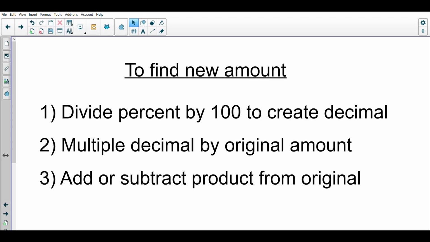If we're trying to find the new amount, so you're given the original and a percent, divide the percent by 100 to create the decimal. Then take the decimal and multiply it by the original amount, and then you will add or subtract from the original. That depends on whether it's an increase or decrease. For a tax, you would add, or for a discount you would subtract.